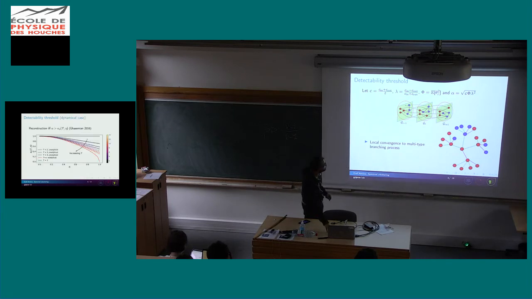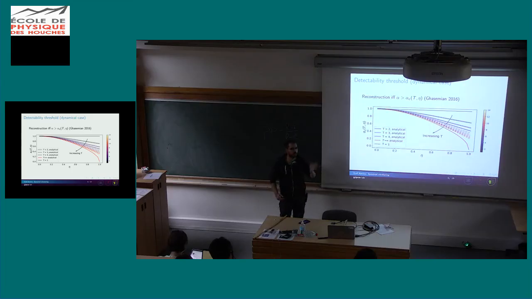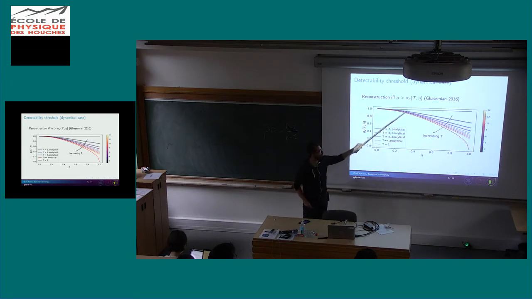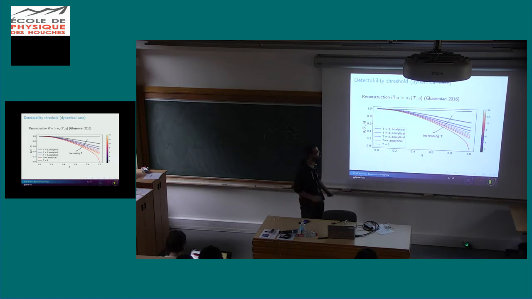The graph above locally converges to a structure like this. It was conjectured for t to infinity, where t is the number of graphs we observe, by Ghazemian, and we derived explicitly for finite t the expression of the detectability threshold for arbitrary t and level of persistence eta. Essentially, we see that for t equal to 1, this is the static result. As we increase the number of observed graphs, we can solve an easier problem: alpha has to be larger than a smaller number. And when we increase the persistence, we also improve. The big thing to remember is that we have an expression for alpha c.